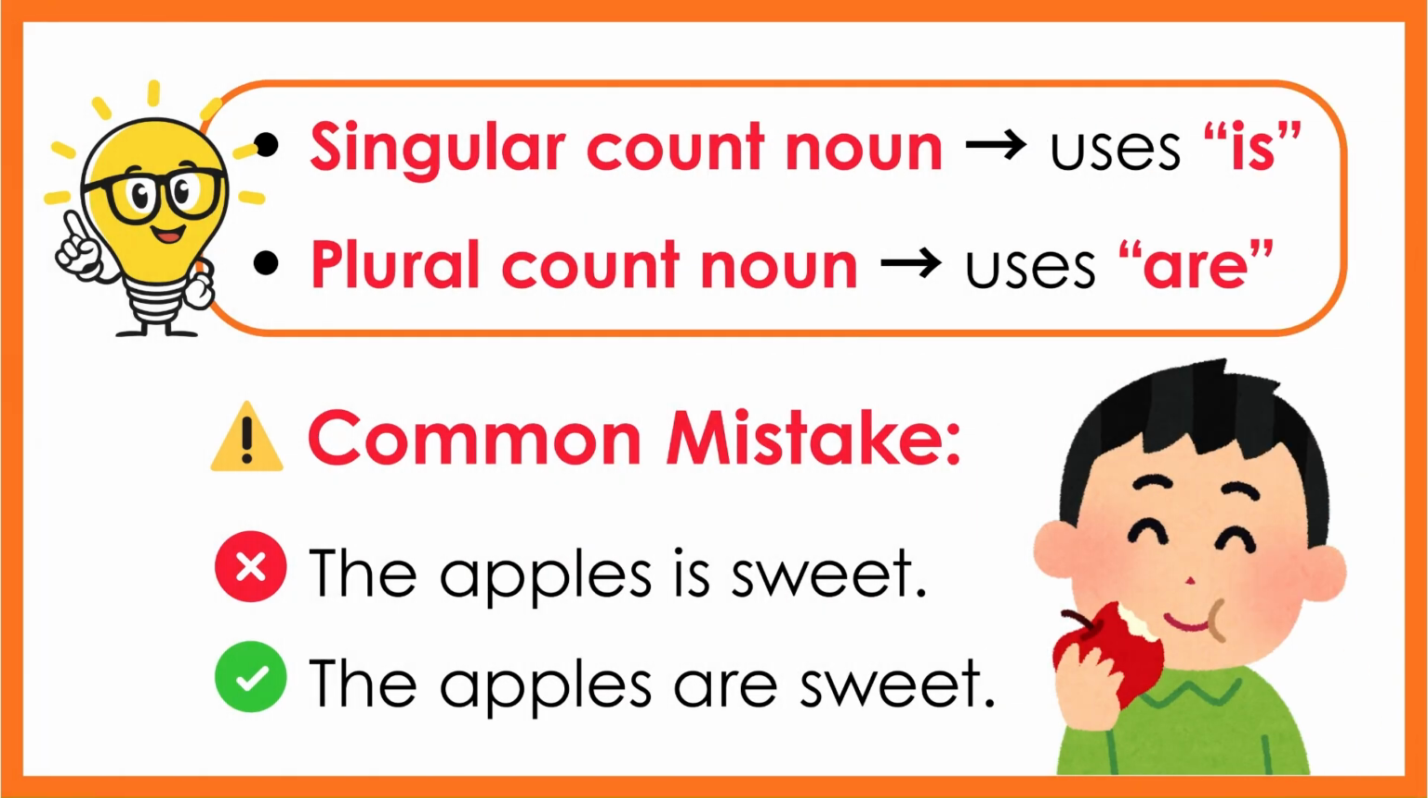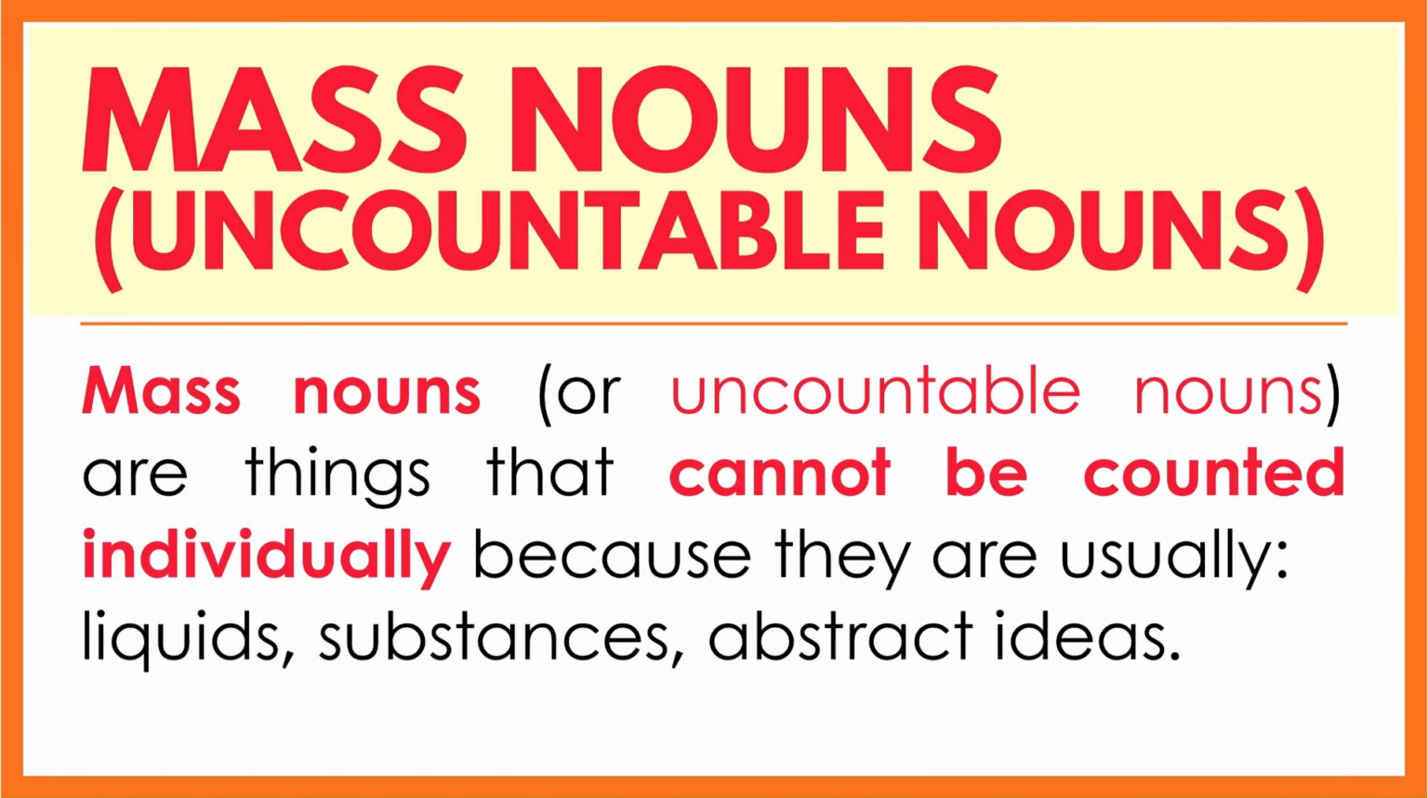A very important rule in subject-verb agreement. A singular count noun uses the verb is. A plural count noun uses the verb are. Common mistake. The apples is sweet. This sentence is incorrect. The correct sentence is: The apples are sweet. Today, we will learn about mass nouns, also called uncountable nouns.